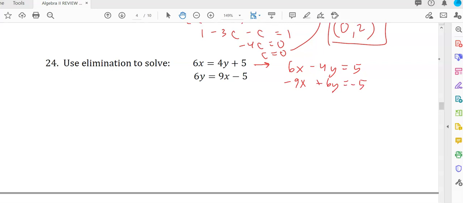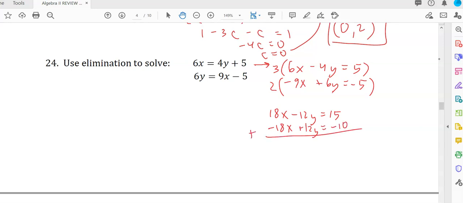Let's see, I'm going to multiply. Let's try to get the exact opposites here. So I'm going to multiply the top equation by 3, bottom equation by 2. I think that should get rid of the y's. So that becomes 18x minus 12y equals 15. And negative 18x plus 12y equals negative 10. When I add, I get 0 equals 5, which is not true, so there is no solution here. No solution.